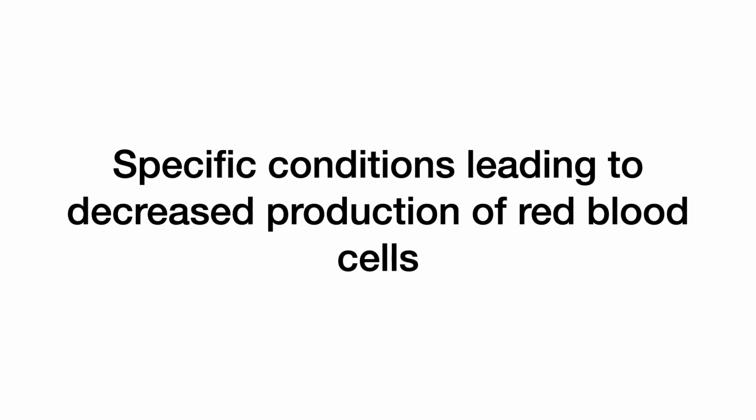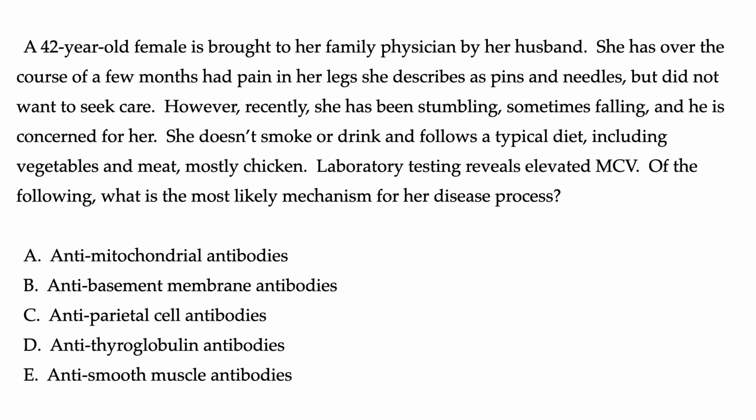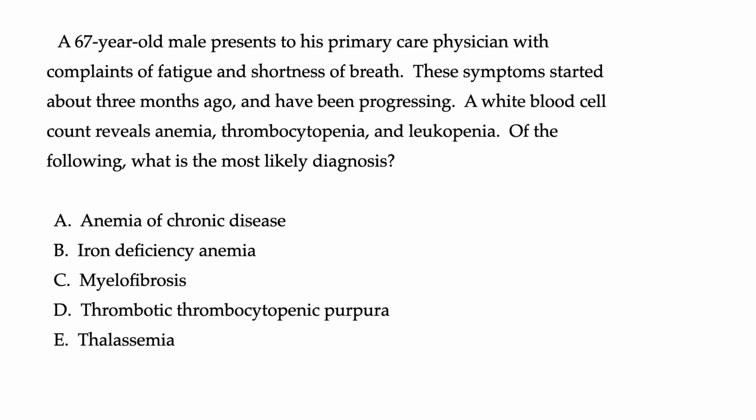This will be specific conditions leading to decreased production of red blood cells. So at the beginning of this, as I say, I always have a question. The idea is stop, look at the question, see if you can answer it. The idea is you don't have the information yet, and so you can't answer it, but it'll guide you as you go through the lecture trying to find the answer, and it helps with retention. And I actually have 2 questions this time. Here's the first one. Here's the second one.